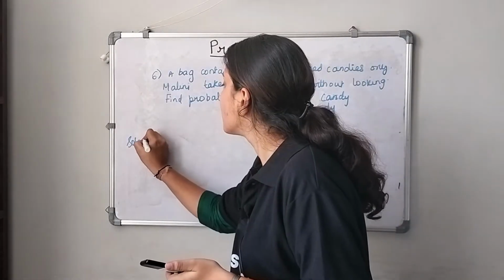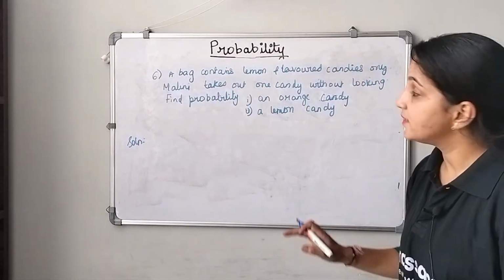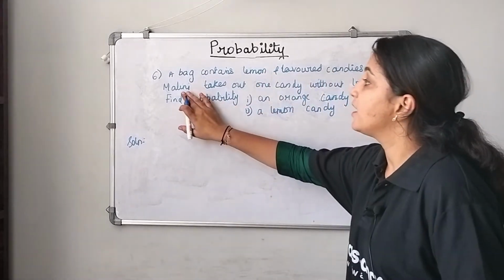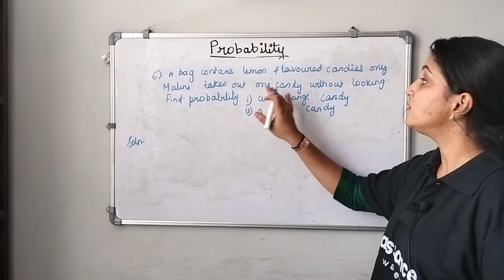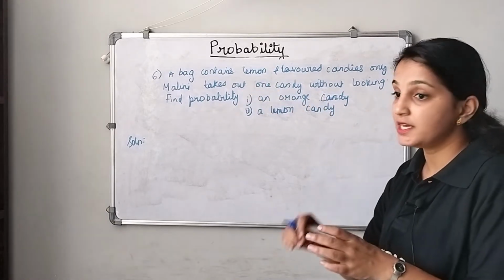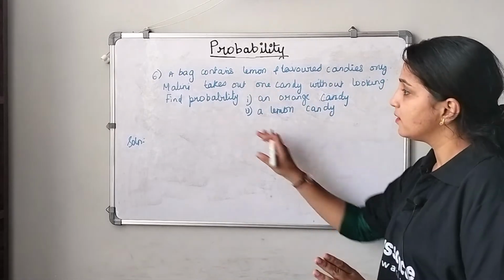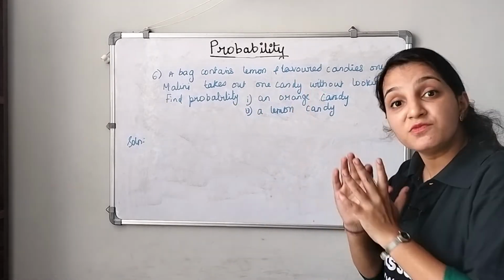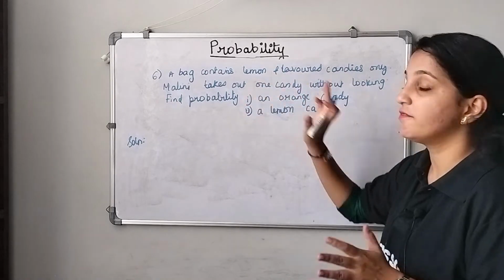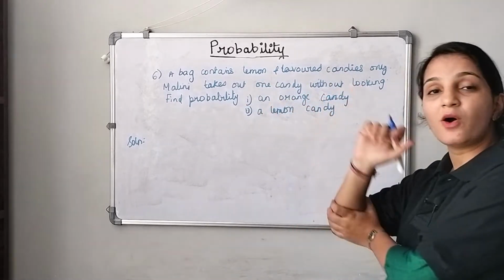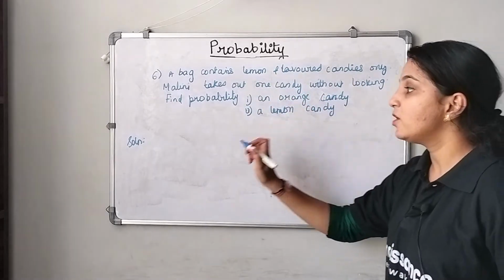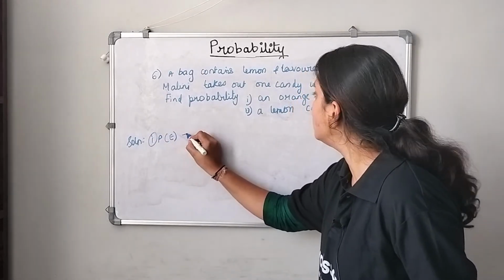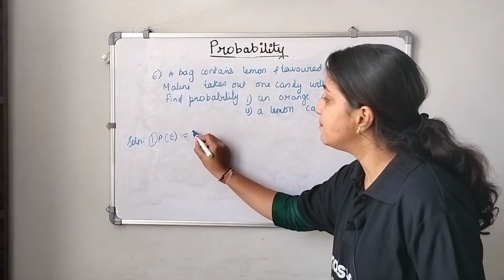Solution. A bag is full of lemon flavored candies only. Now Malini takes out one candy without looking. She is taking the candy without looking into the bag. Now find the probability of an orange candy. The bag is full of lemon flavored candies, so how can she take out an orange candy? So the probability of the event will be 0, right? Because there are no orange candies. So it will be 0.